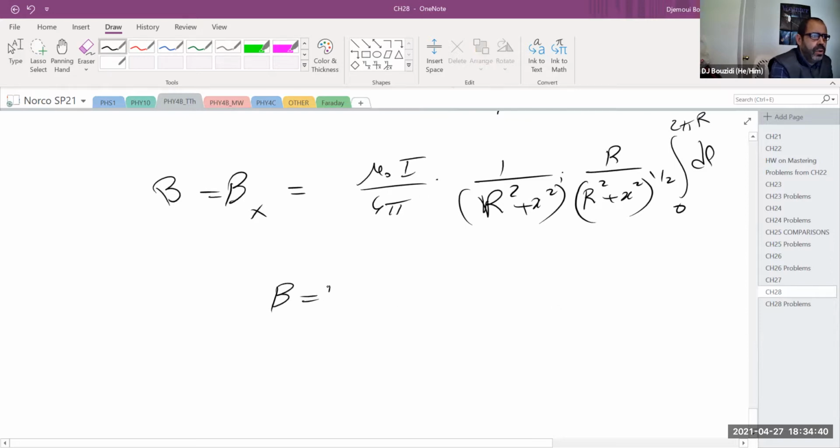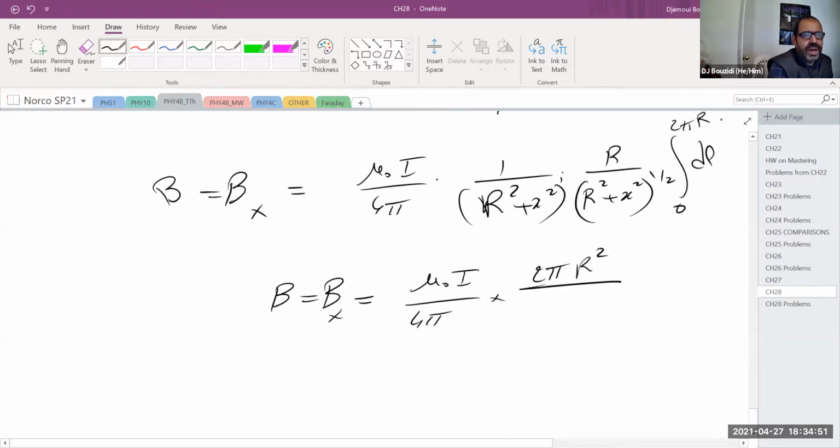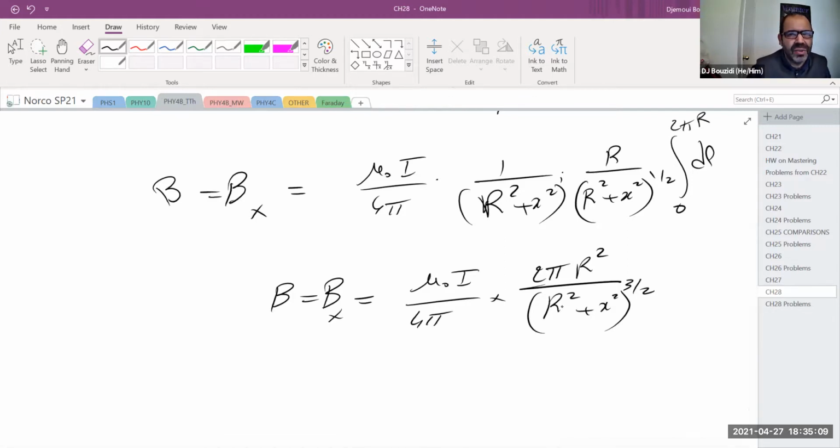So B, which is entirely in the x direction, is going to be mu naught I over 4 pi times 2 pi r squared divided by, so there is an r and there is an r in here, that's why I have an r squared, times r squared plus x squared to the power 3/2. Okay? So there is very little integration, but there is a lot of work. That's the difficulty with this magnetic field stuff. Usually the annoying thing is that cross product.